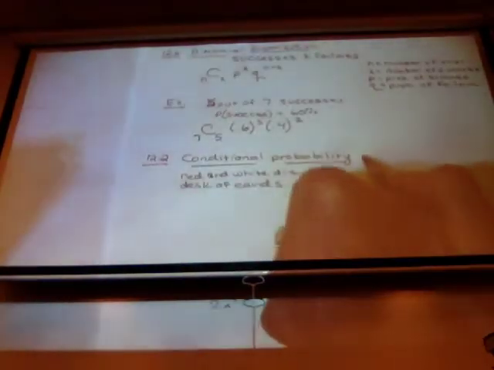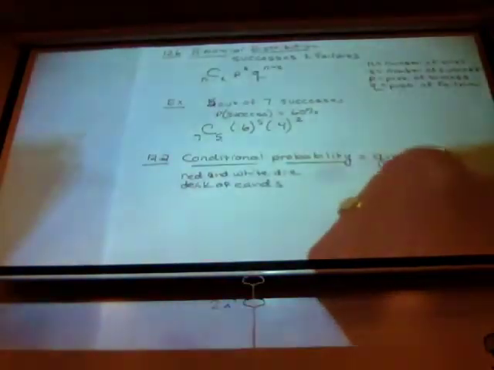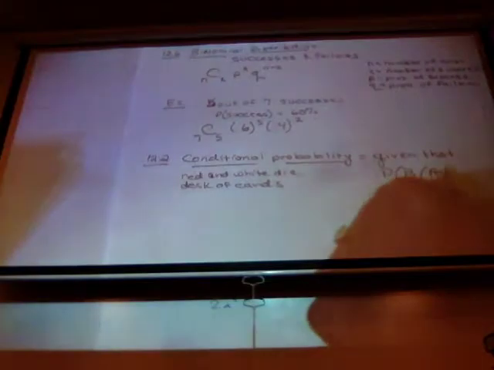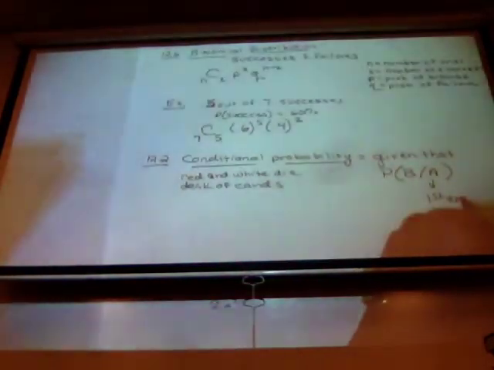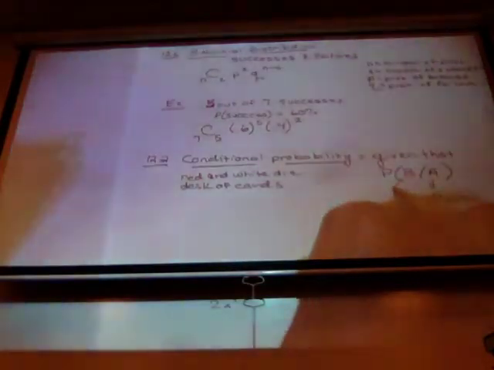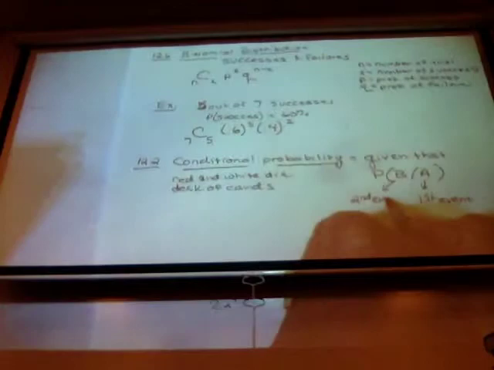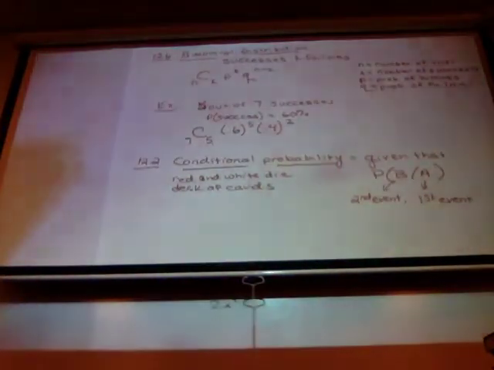This is also where we go into our given that. That's what a conditional probability is. So when I say the probability given that A, this is my first event, and that limits my sample space, and then you're finding the probability of the second event happening. The first event has already happened.